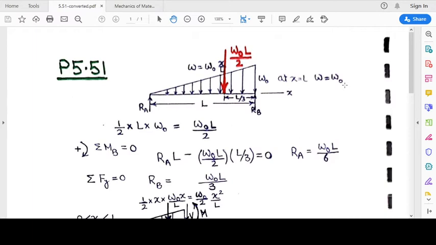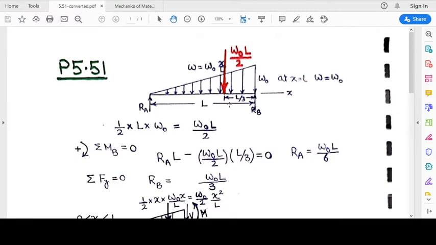So when we draw the free body diagram for the beam to determine the external reactions, we have to convert this distributed load to equivalent concentrated load. And that equivalent concentrated load is shown here. It is W naught L by 2. That is going to be equal to the area under the load curve, which is a triangle. So half into base is length L, and height is W naught. So half into L into W naught. So W naught L by 2 is the equivalent concentrated load.